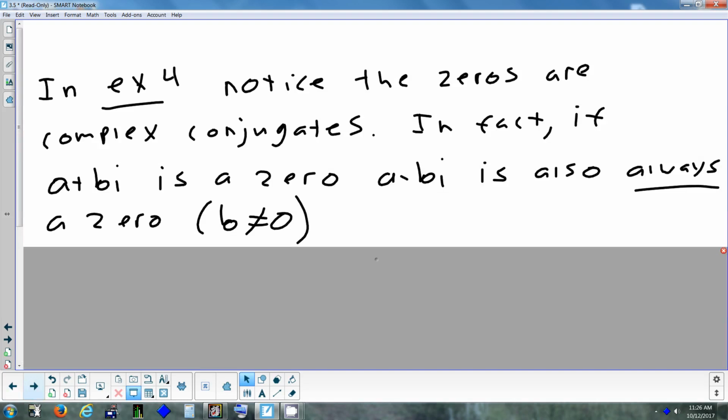Now, that idea doesn't really help you too much with real numbers, because in that case, the imaginary part is 0. And that would be like saying, if 6 plus 0i is a root, then 6 minus 0i is a root. It's the same thing. So, this idea doesn't help you with reals, but it does help you when the imaginary part is not 0. So any questions on that?